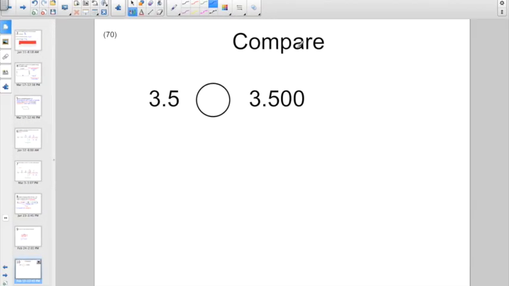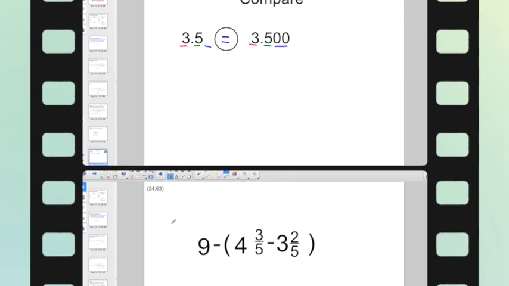Here I have to go and do some comparing. 3 and 5/10 compared to 3 and 500 thousandths. Remember, we're going to take a look at first the whole number side. Here I have 3. Here I have 3. Go and compare each step. Here's 5 tenths. Here's 5 tenths. Now I have nothing compared to 2 more zeros. Well, nothing is the same as 0. We keep saying over and over, right? So these two decimal numbers are equal.